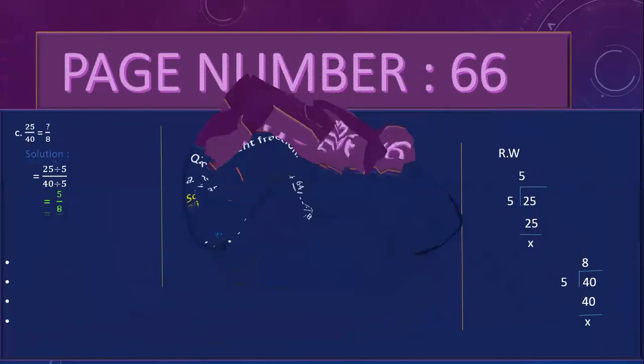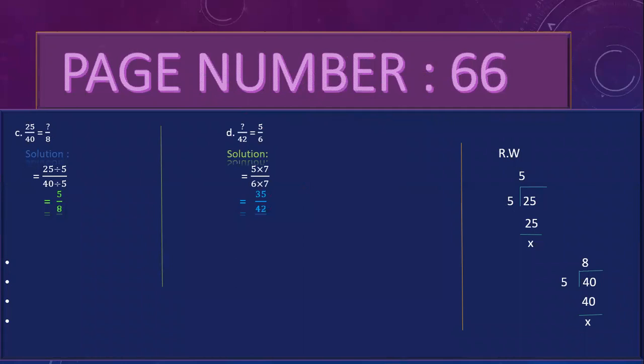Come to part C. Same procedure we will adopt in all the parts of question 2. 25 over 40, and on the other side in the denominator 8 is given. I told you what we will do. We adopt the same procedure that we have done in the previous part, 40 and 8. We will find the relation between 40 and 8.